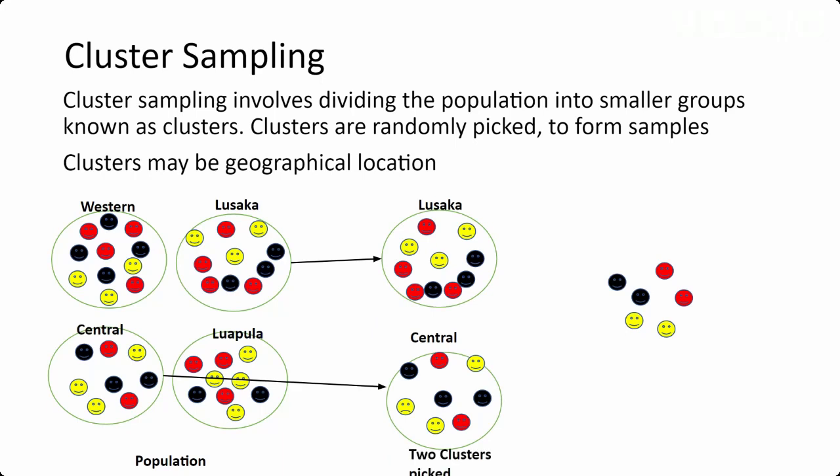Then from our sampled clusters, you can now choose your sample from each cluster. If your sample size, your target, is say 12, you can choose 6 from each. And if we had selected one cluster, say Lusaka, we could have chosen the entire 12 from Lusaka, and that would have been our sample.